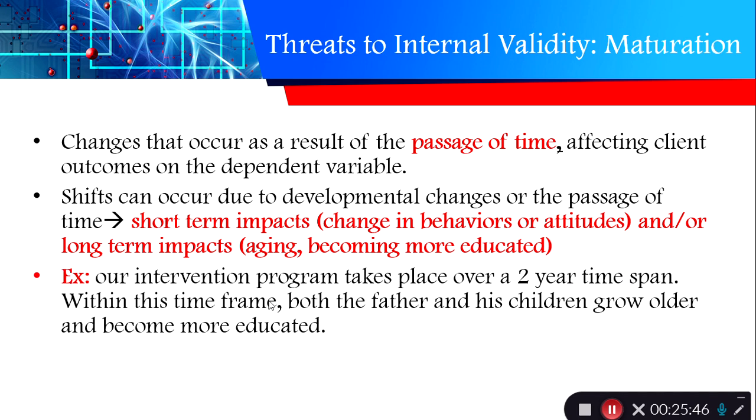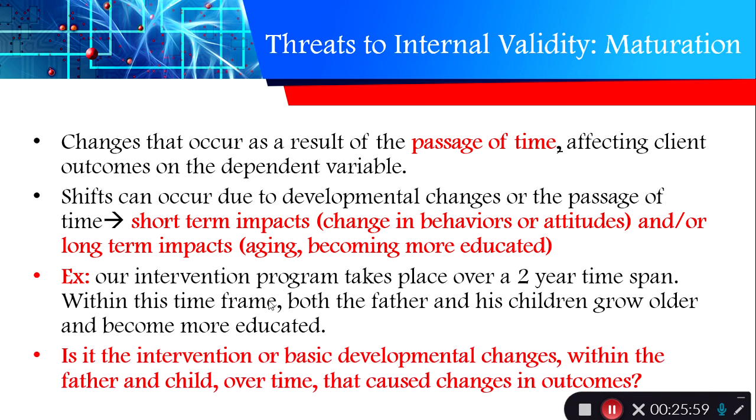So let's just say that we're designing an intervention program that takes place over a 2-year time span. So within this time frame, let's just say that both the father and his children grow older and become more educated. So is it the intervention, or is it the basic developmental changes that have taken place within the father and the child over time that cause changes in the outcome? Okay, so this is maturation. This is just the natural passage of time that happens. And again, this is particularly a threat when we have interventions that occur over long periods of time.